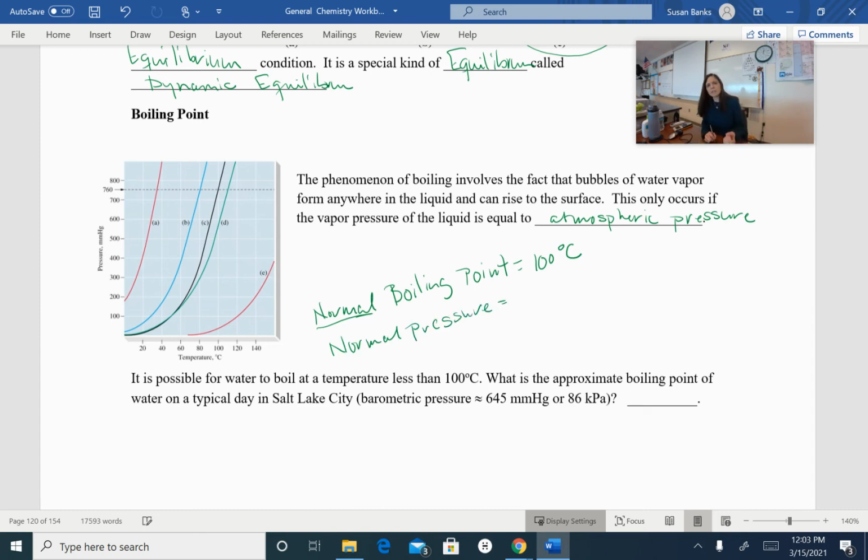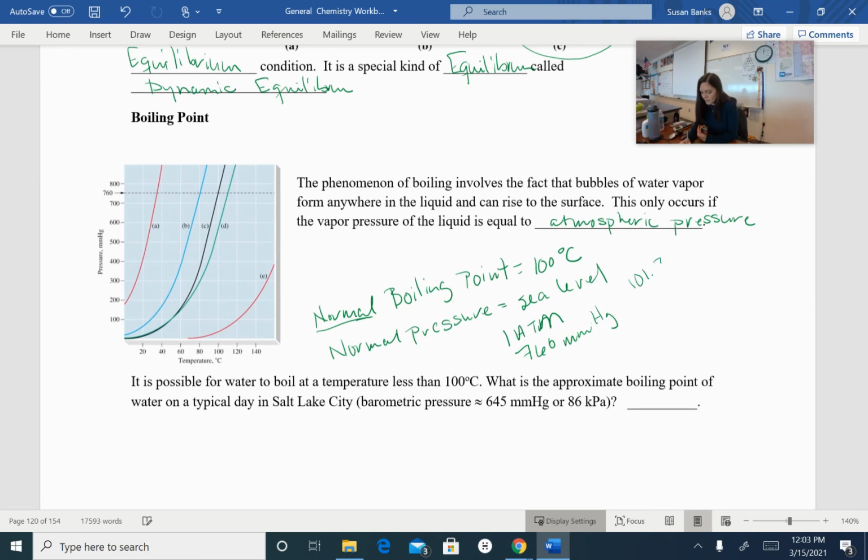Which the scientific community has said is sea level. We don't live at sea level. Or we could say it's also 1 atmosphere. Another standard measurement is 760 millimeters of mercury, or 101.325 kilopascals. Or in the English system, I think it's 14.7 psi, pounds per square inch. There are lots of different ways that we measure pressure in the scientific community. In chemistry, we really use these 3 things mostly.